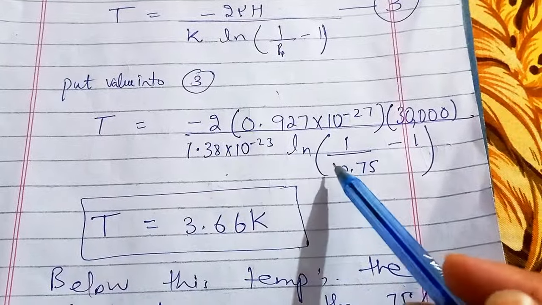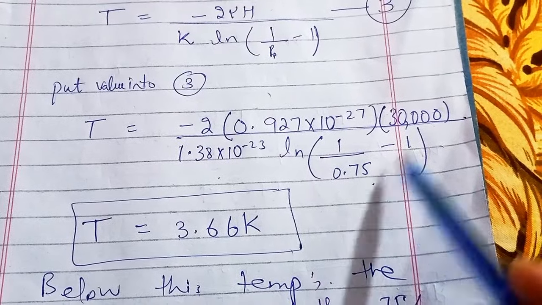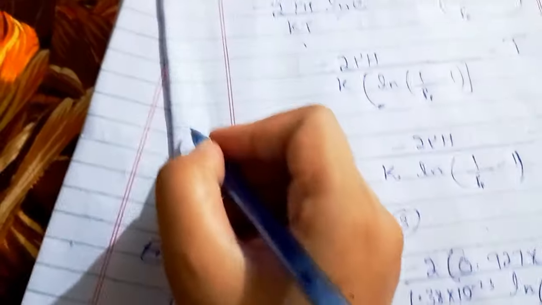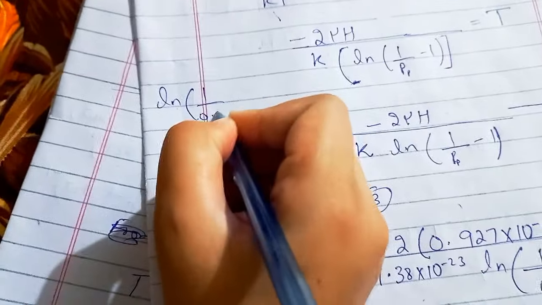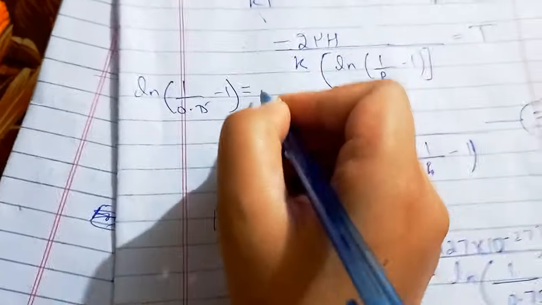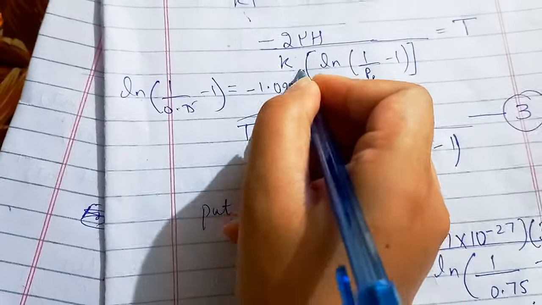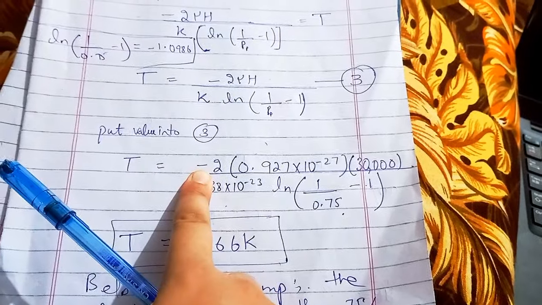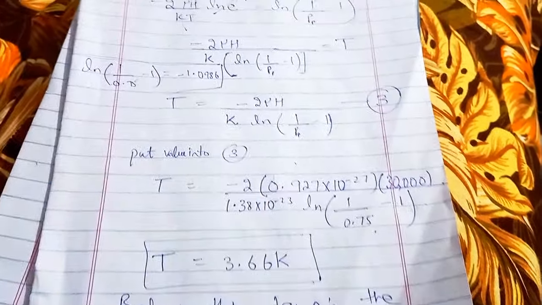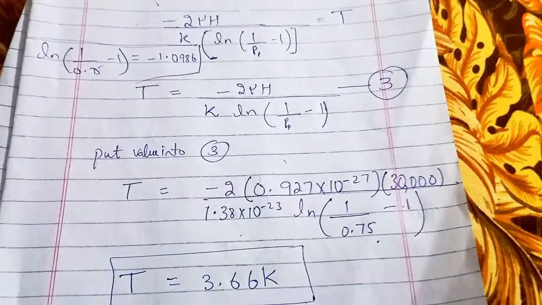The value of natural log of 1 over 0.75 minus 1 comes out to be minus 1.0986. Just for confirmation, this negative sign and this negative sign cancel out. Okay, you can do the rest of the calculation yourself.